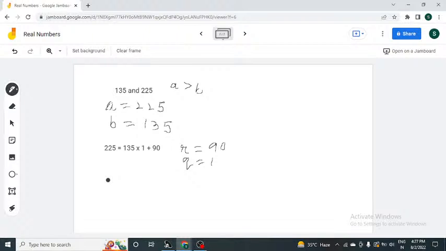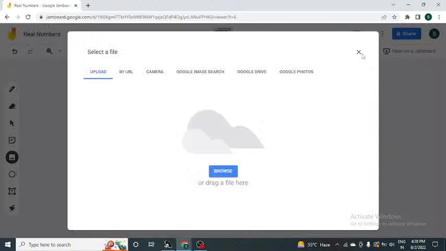Okay, so this is step 1. For the next step, we'll take B and R, where R is 90 and B is 135. So now we are going to apply the lemma to the numbers B, which is 135, and R, which is 90. How would you write down the next step? I'm going to write down the next step here.